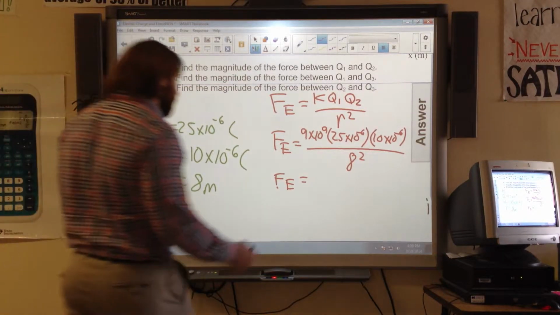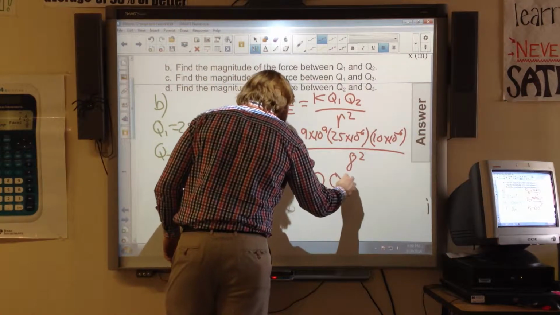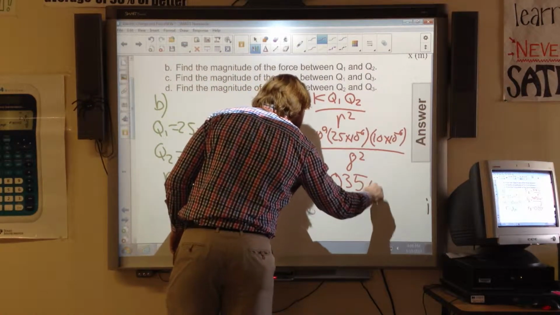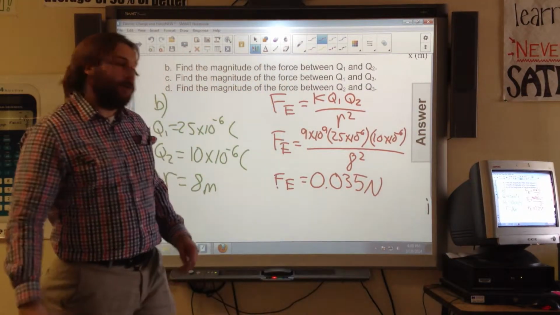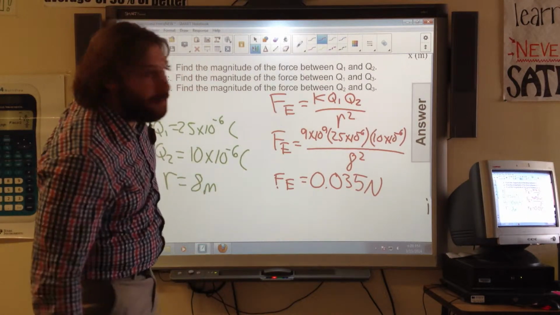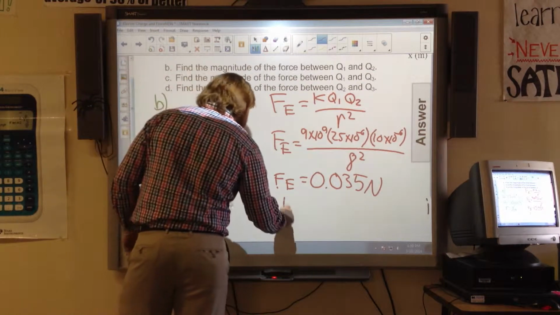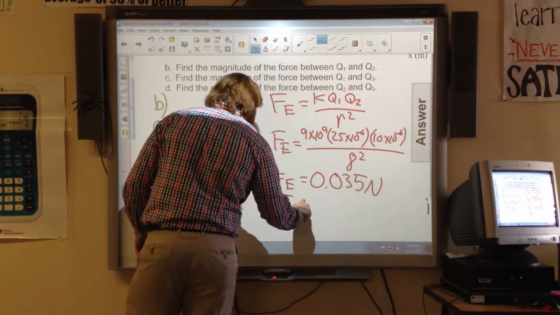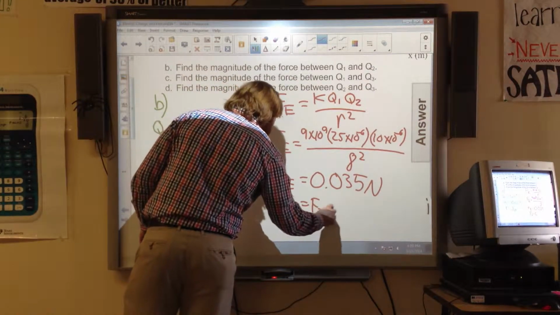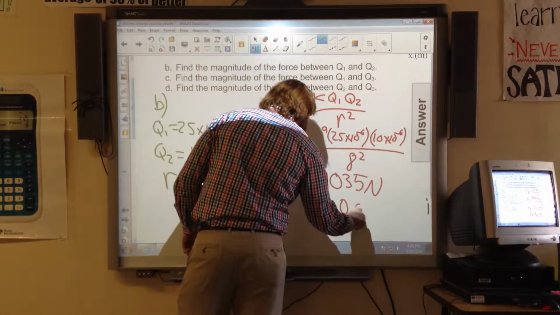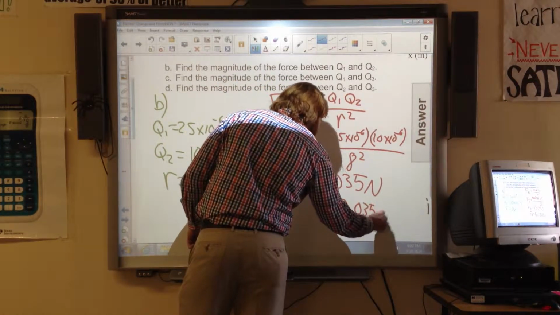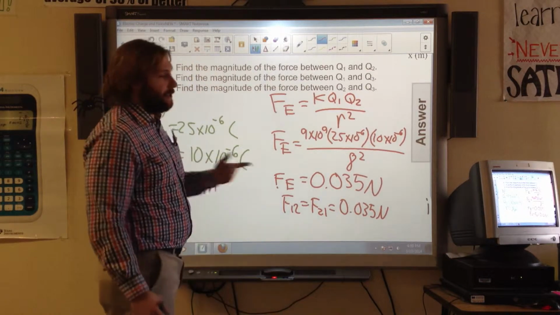And our answer here becomes 0.035 newtons. Okay? 0.035 newtons is our electric force between Q1 and Q2. So that's equal to F12 and F21, 0.035 with direction permitting, positive or negative.